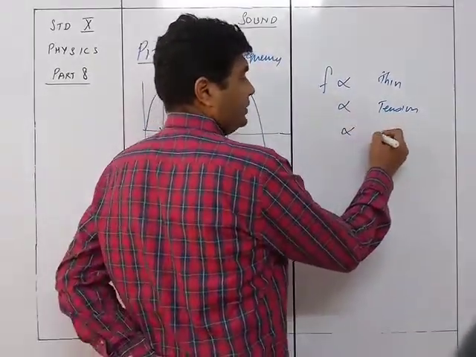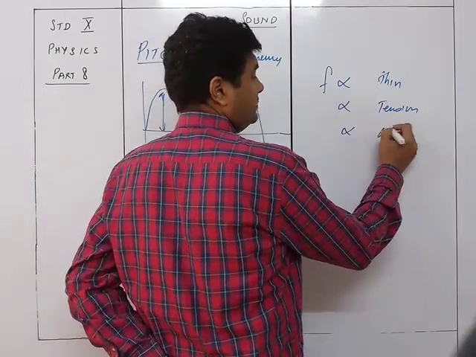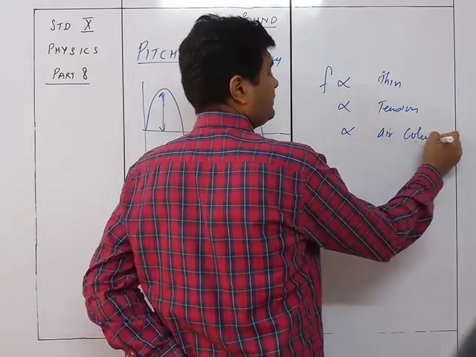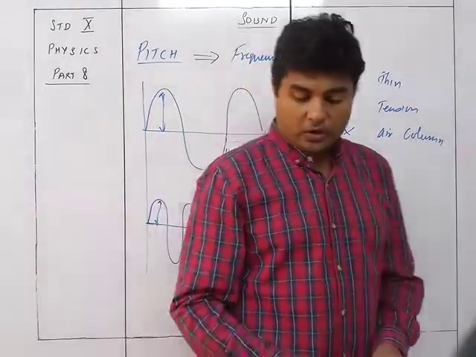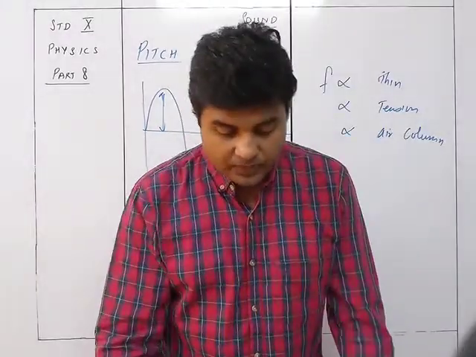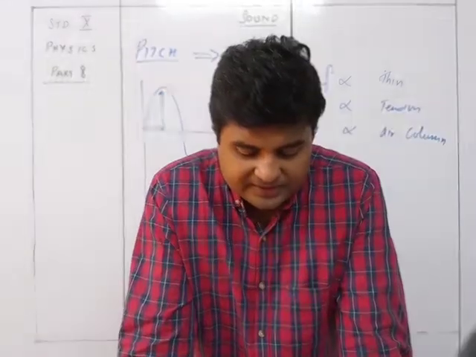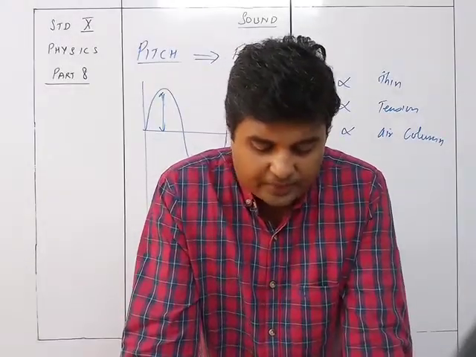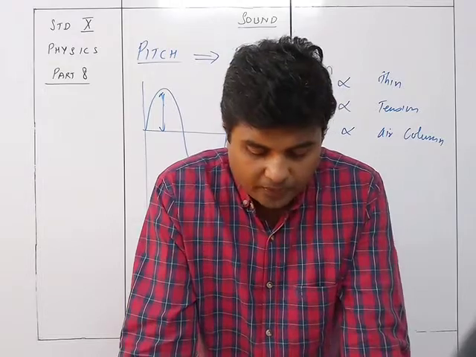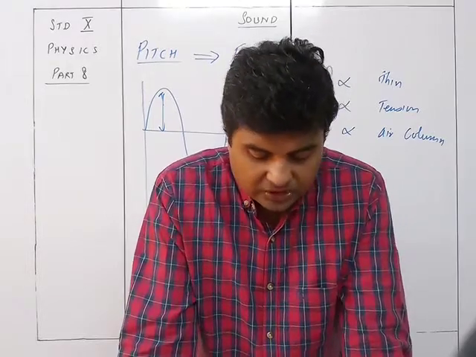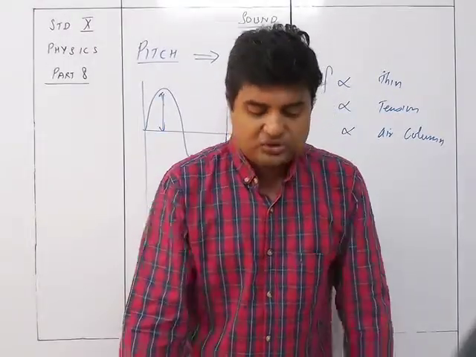So air column. More the air column, more is the frequency. As the water level in the pitcher kept under a water tap rises, the length of the air column decreases, so the frequency of the sound produced increases. So the sound becomes shriller and shriller.